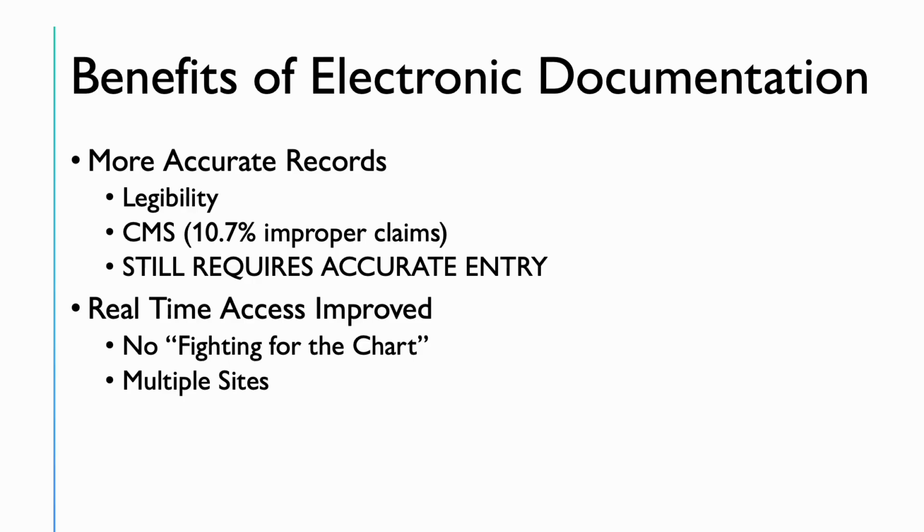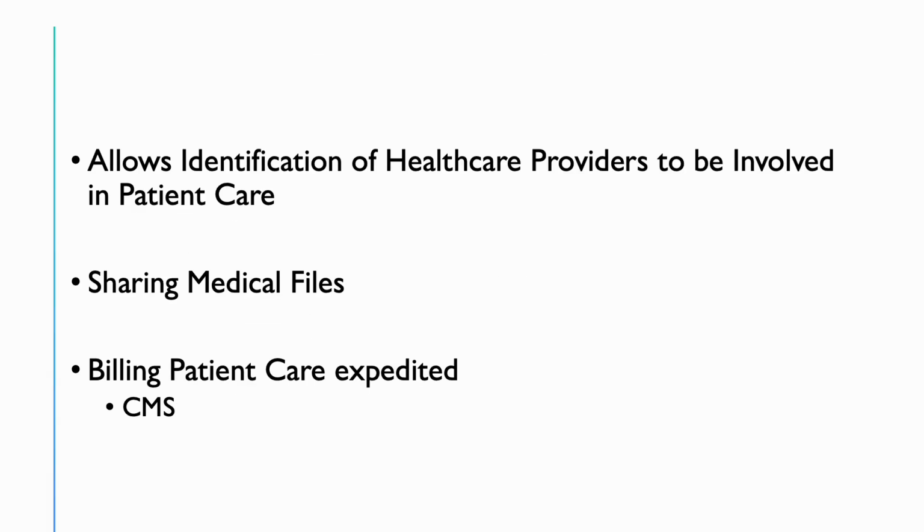The real-time access is also improved. Like I mentioned before, there's no fighting for the chart. For example, when I worked in mental health, there were a lot of times where I would have notes ready to go and nursing had the chart, or the psychologist had it, or the social worker had it. It was really frustrating to have to wait on that binder or that patient's physical chart to put my notes in there. And you can open it up in multiple different sites. A lot of people can have it open at one time, so that's also what makes electronic documentation a lot better than paper charting.